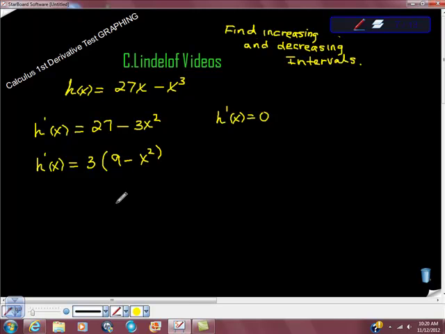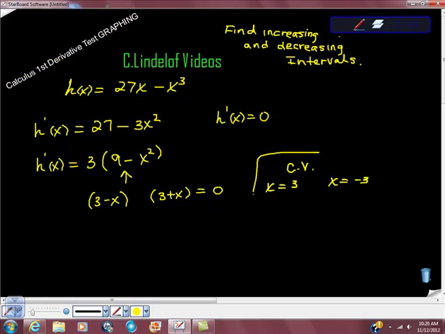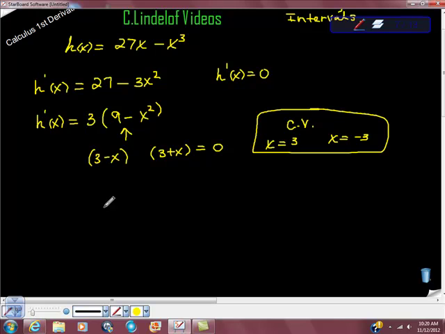You see, here we have a difference of squares, so we have 3 minus x and 3 plus x equals 0. So the critical values are x equals 3 or x equals negative 3. Critical values there. So far so good.